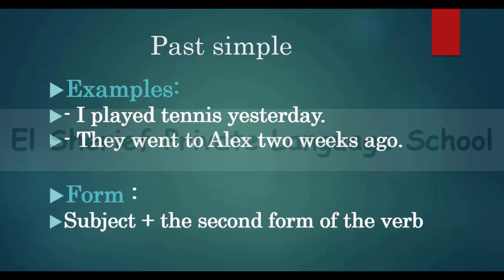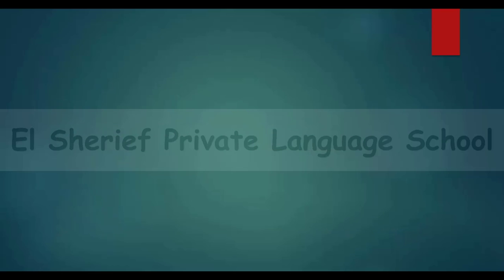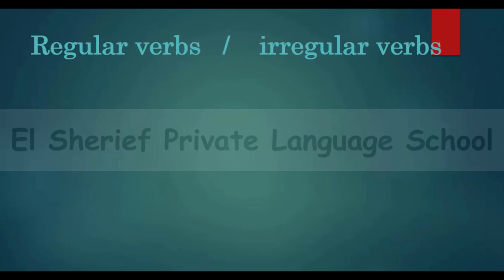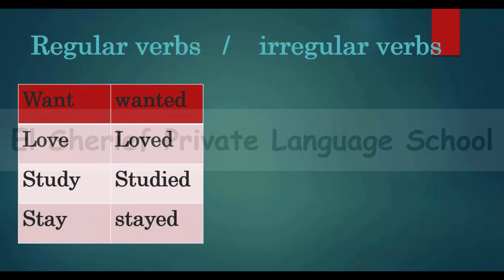Look at the form. We start with the subject, then followed by the second form of the verb. So the question here is, what is the second form of the verb? To answer this question, we have to divide the list of verbs into regular verbs and irregular verbs, as you see. Again, regular verbs and irregular verbs. Let's start with the regular verbs list.